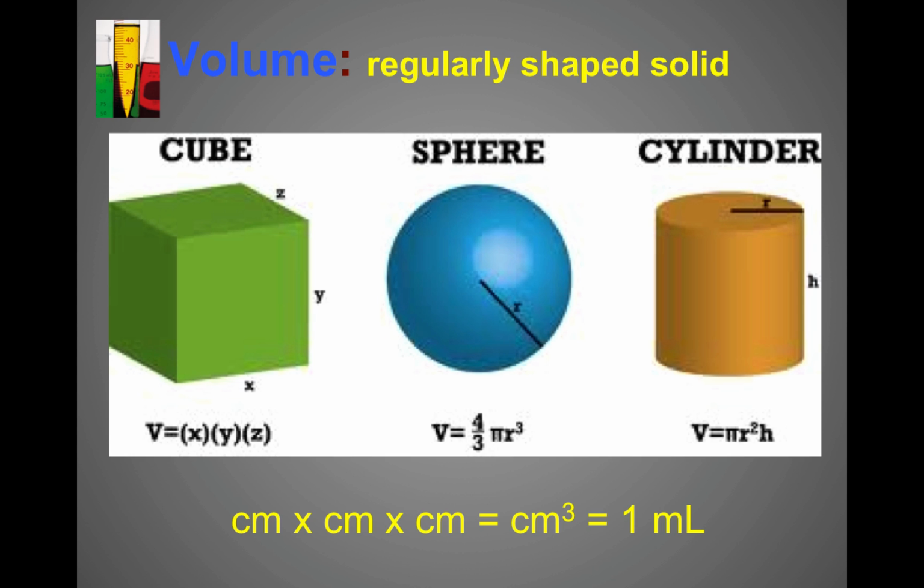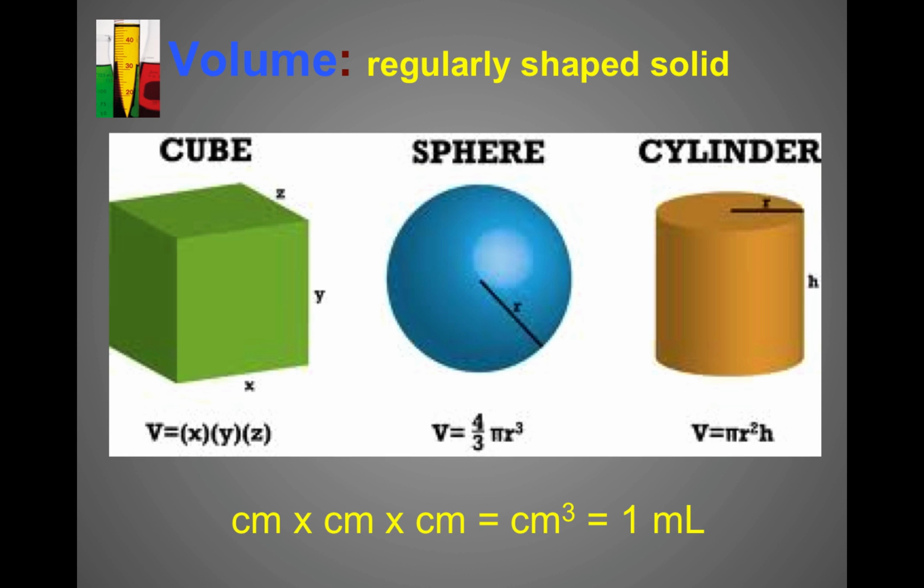Sometimes we need to find the volume of a regularly shaped object. In this case, we are going to use the formulas. Remember, the formula of a cube is length times width times height. The volume of a sphere is 4/3 times pi times r cubed. And the volume of a cylinder is pi r squared h. Don't worry, I will always give you the formulas to determine the volume of these regularly shaped objects.